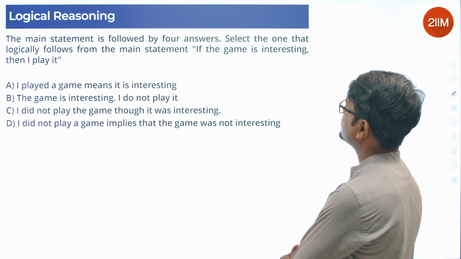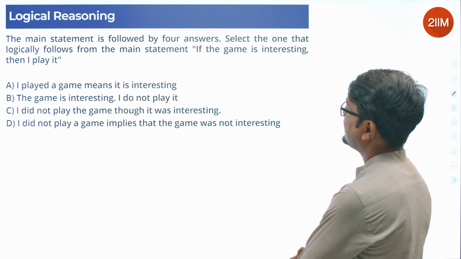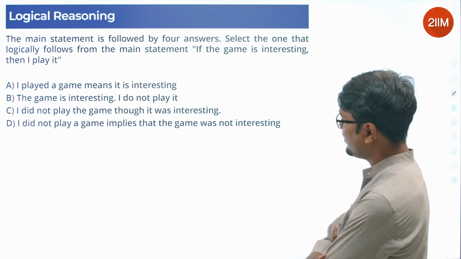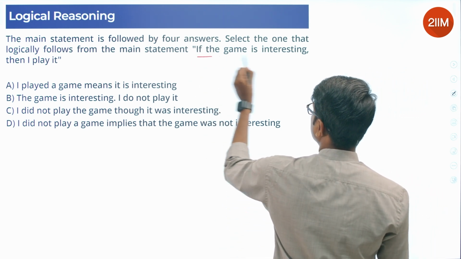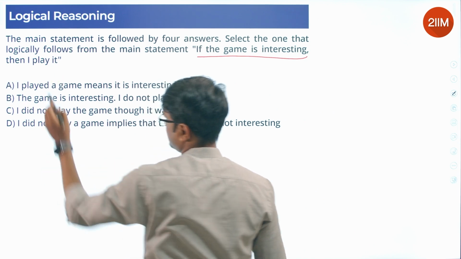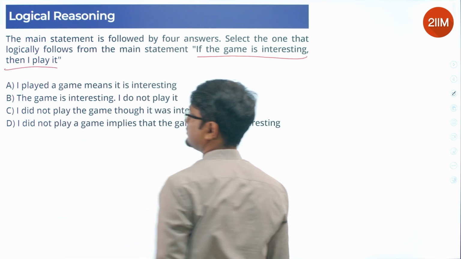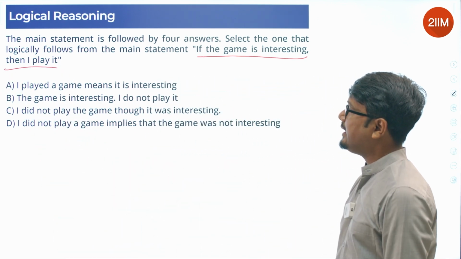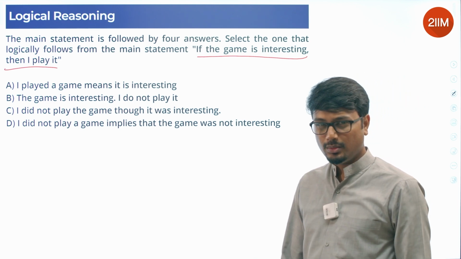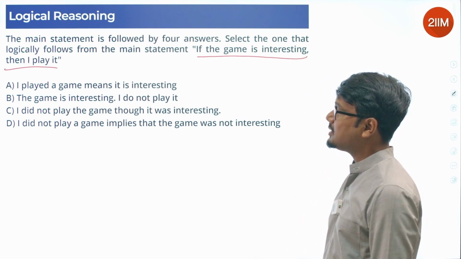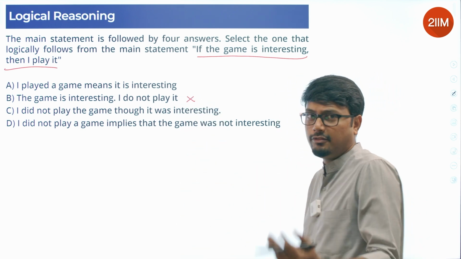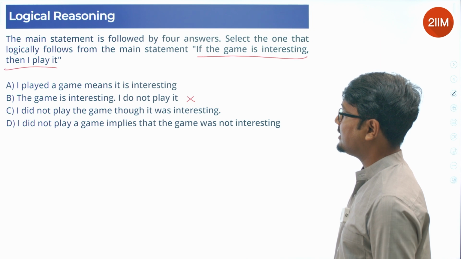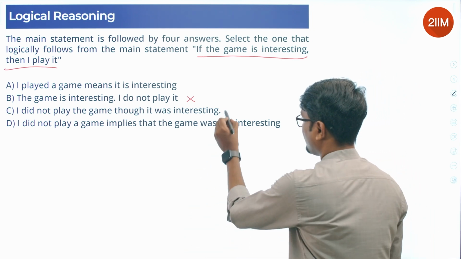The main statement is followed by 4 answers. Select the one that logically follows from the main statement. The main statement is: if the game is interesting, then I play it. I played a game means it is interesting. We'll keep it for a while. The game is interesting, I did not play it. No, it will not make sense at all. It will not logically follow. I did not play the game though it was interesting. It will not follow as well.